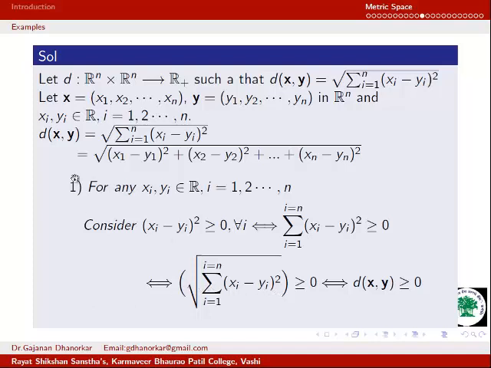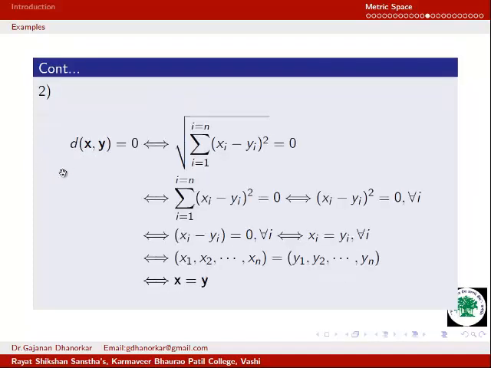Suppose D(x,y) equals 0, then what will happen? Now I am taking D(x,y) equal to 0. As per our definition, the square root of this term is equal to 0.